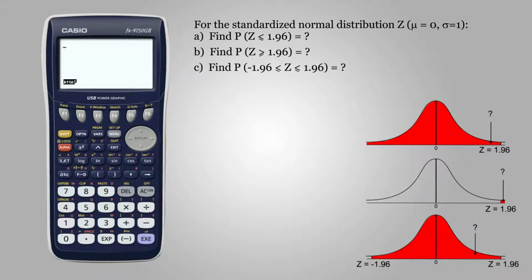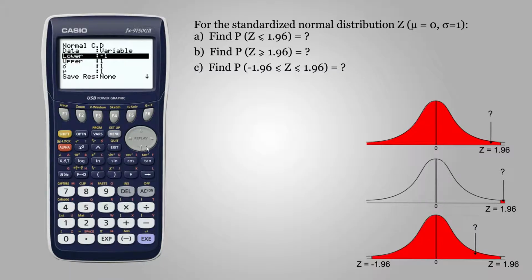For part A, we know the Z value and we are looking for the probability or area. So press menu, then number 2 for stat. Press F5 for distribution, followed by F1 for normal distribution. Select NCD for normal cumulative distribution by pressing F2. Set the data to variable by pressing F2 and press the downward arrow.